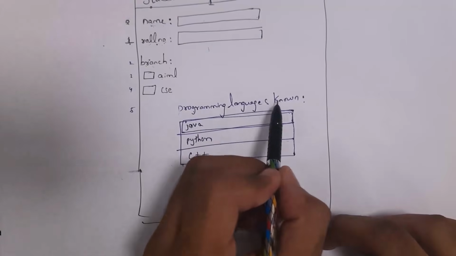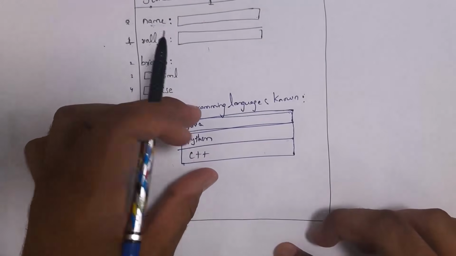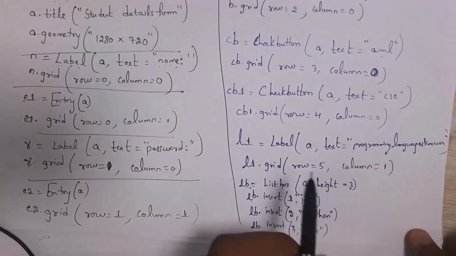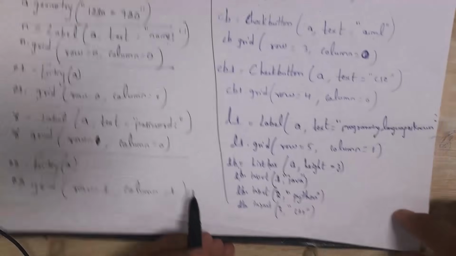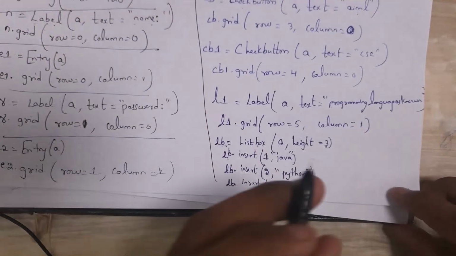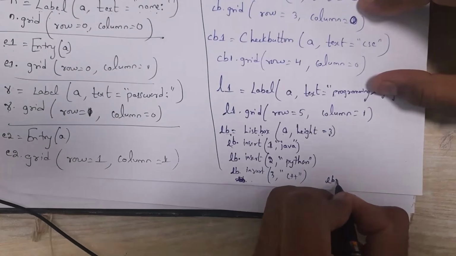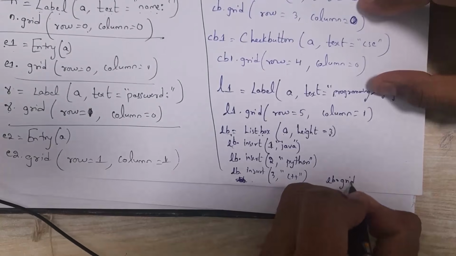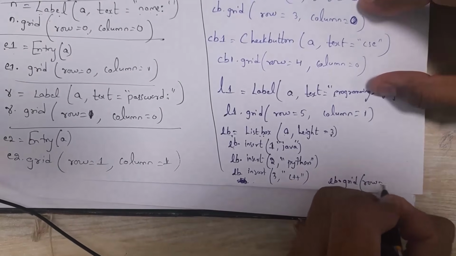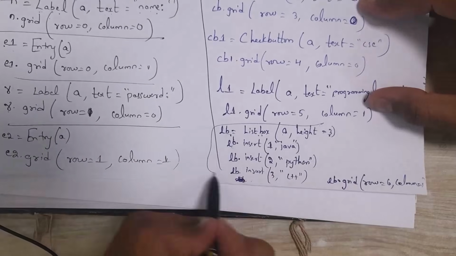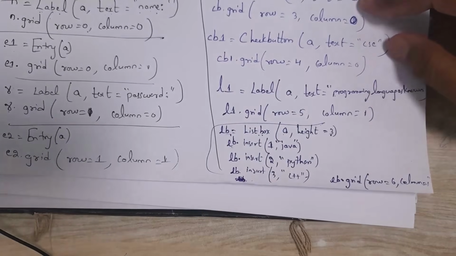After programming language known, I want to place this list box. We placed this text, that is programming language known, in row 5 and column 1, and we will place this list box in row 6 column 1. So just write here lb dot grid of row equal to 6 comma column equal to 1. So it will place this entire list box in row 6 column 1.